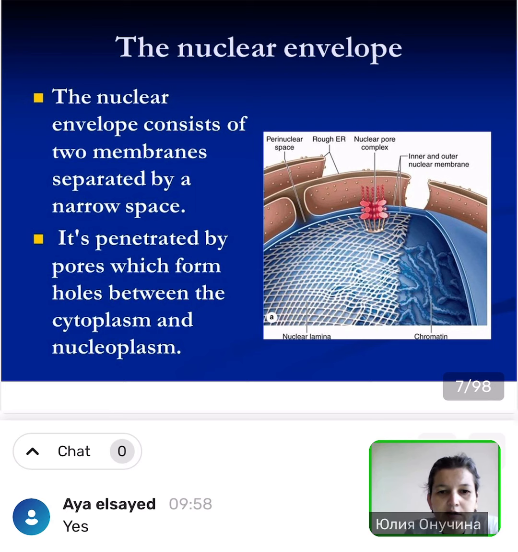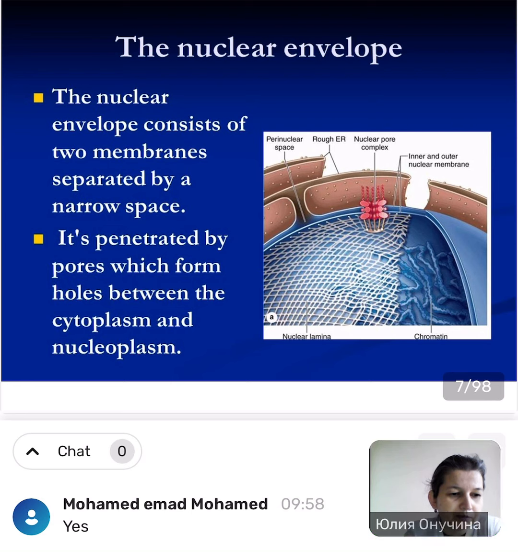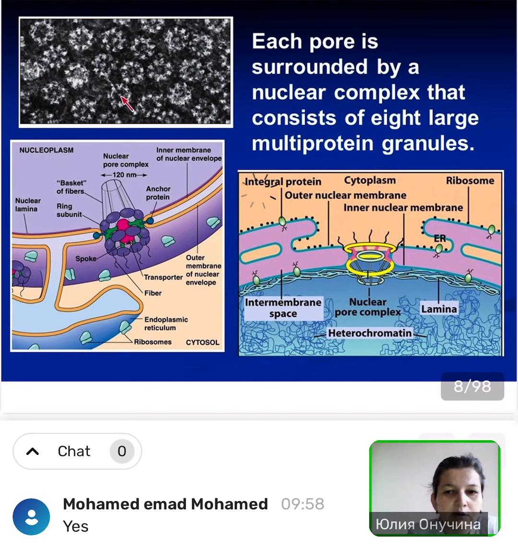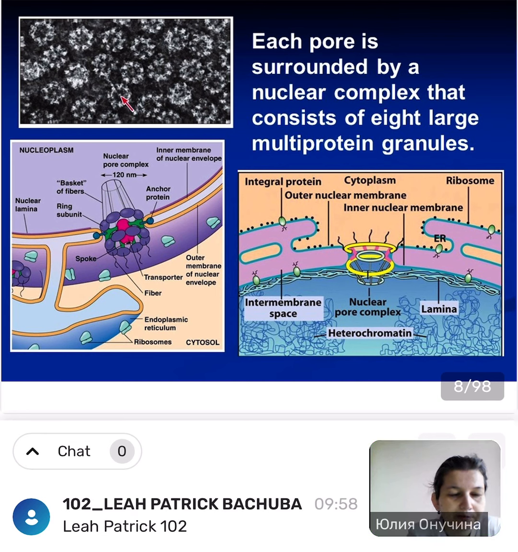You can see that the nuclear envelope consists of two membranes, better in this photo, and it is penetrated by pores, which form holes between the cytoplasm and the nucleoplasm. Each pore is surrounded by a nuclear complex that consists of 8 large multiprotein granules.